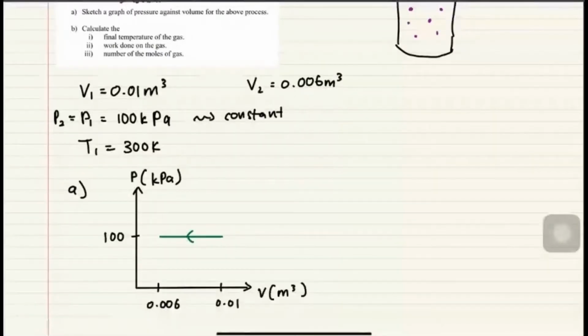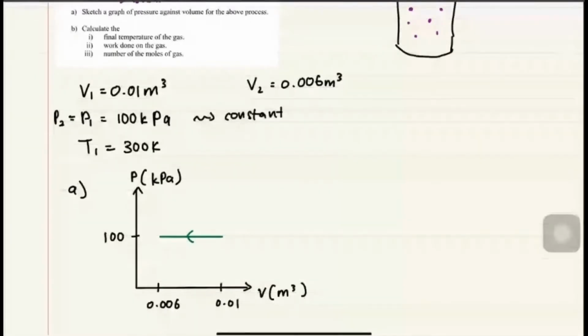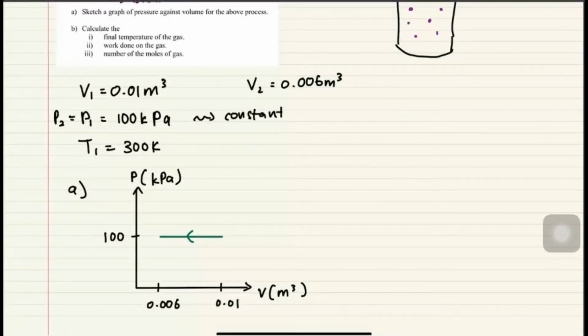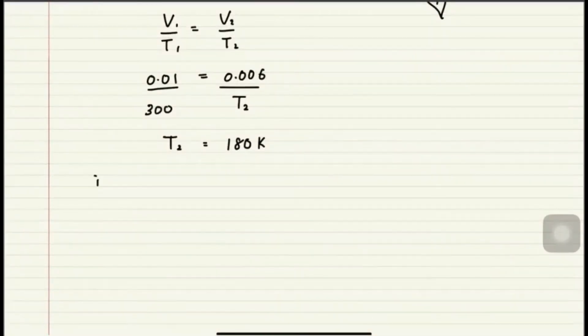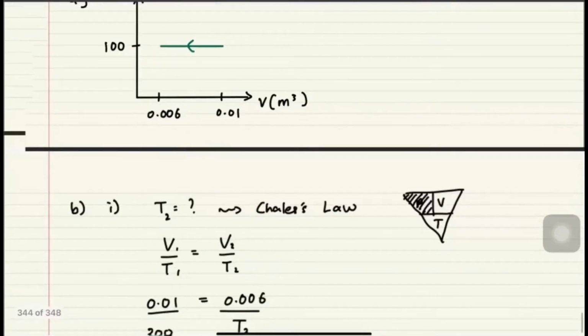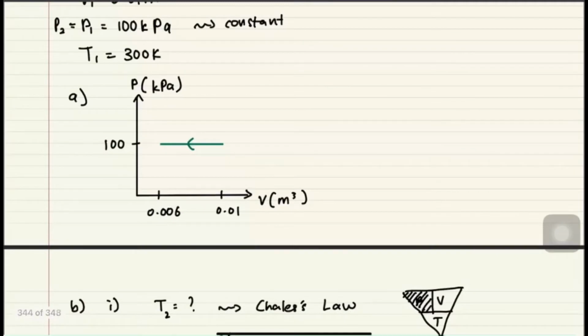Kadang-kadang dia suruh cari numbers of mole. Okay, that one you have to apply previous chapter as well. Okay, contoh yang chapter ni, yang B2 tu, work done on the gas. Okay, so this one is not isothermal. So kalau isothermal, you have to apply yang ada ln tu, right? But this one is not isothermal.